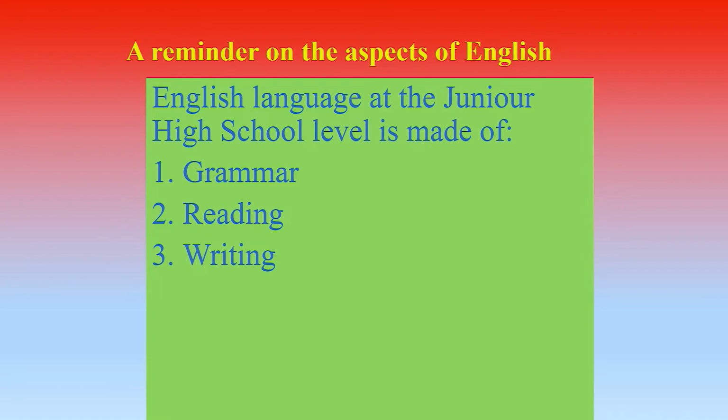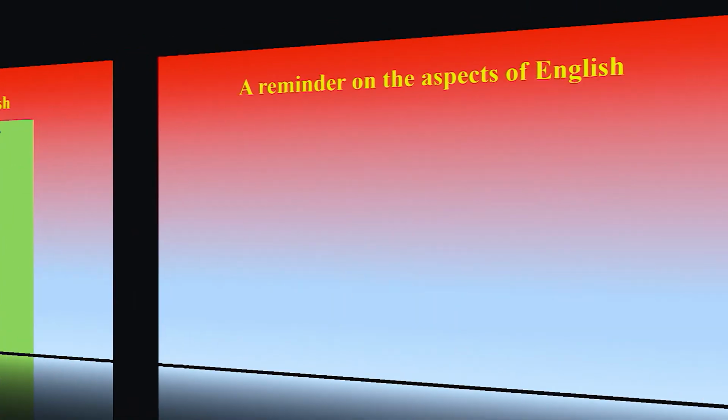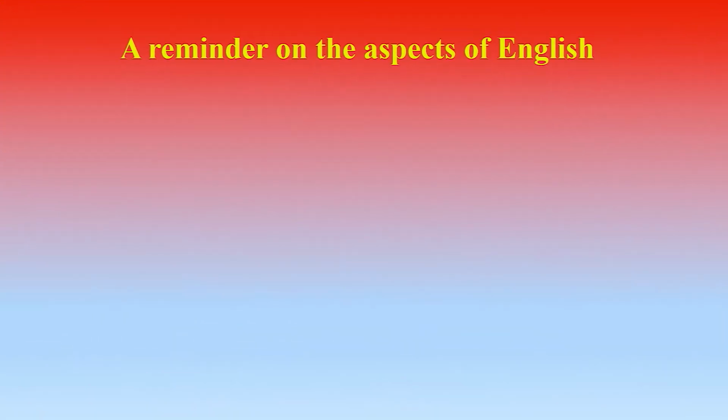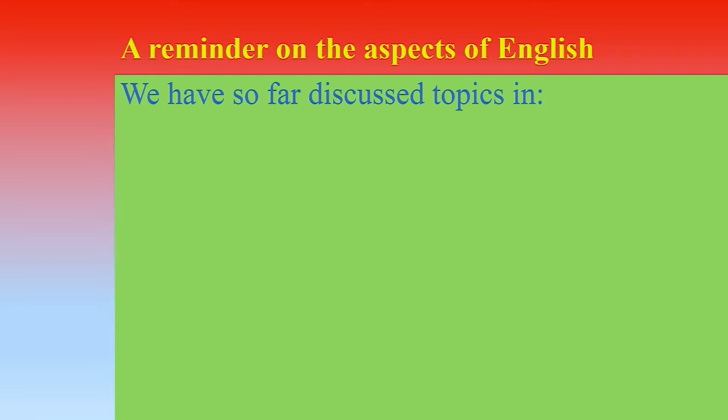And we have writing. Then we have listening skills as part of the lessons we should develop in English. Then literature. And then we also have the library work. These areas form the various aspects of English language we have within the junior high school. We have so far discussed the following. We have looked at topics in grammar. Under grammar, we have looked at the various tenses we have in grammar. And then we've also looked at the sentence structure in grammar.